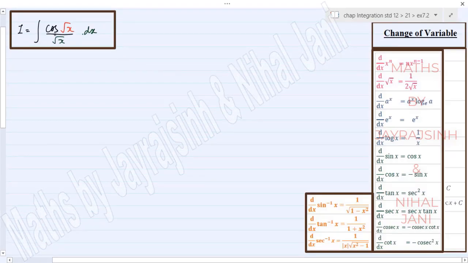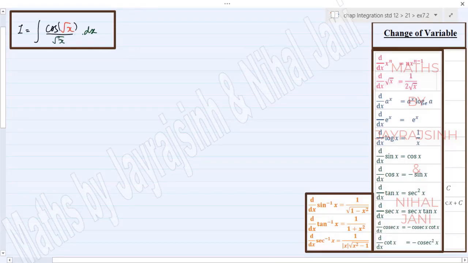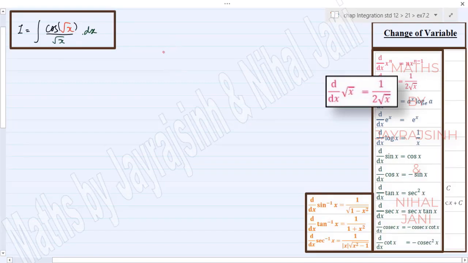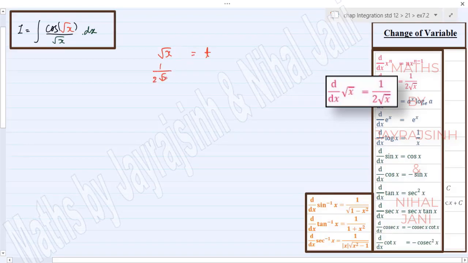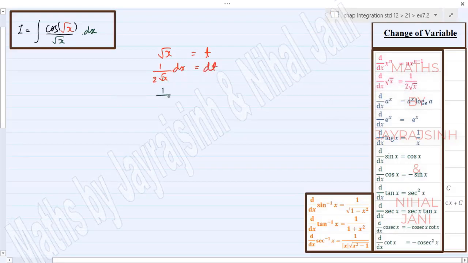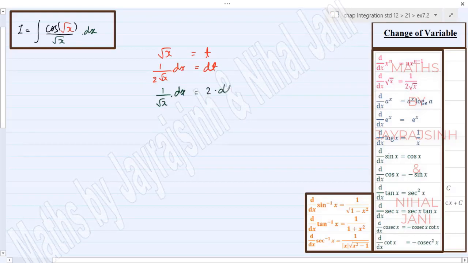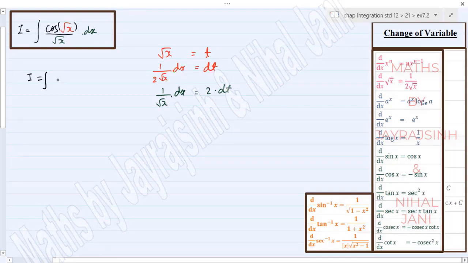Here we have to integrate cos root x upon root x. Root x is your inner function, and its differentiation is also available within the multiplication of dx. So let's say root x is equal to t. So we can say 1 upon 2 root x dot dx is dt, or 1 upon root x dot dx will be 2 dt. So we are ready to modify our integration.